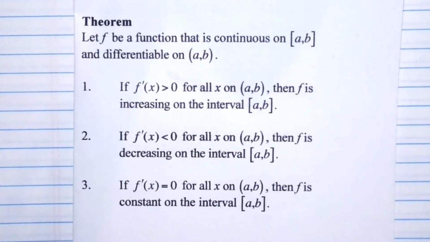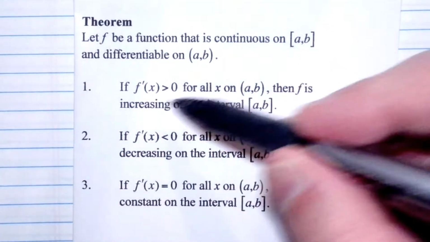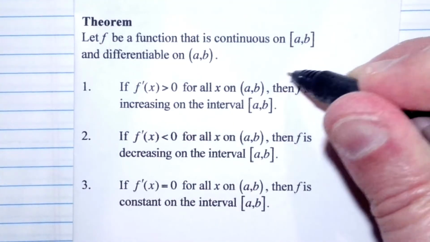So if the derivative is positive for all x on that open interval, then f is increasing on the closed interval from a to b. So if the derivative is positive, that means we've got a positive slope.